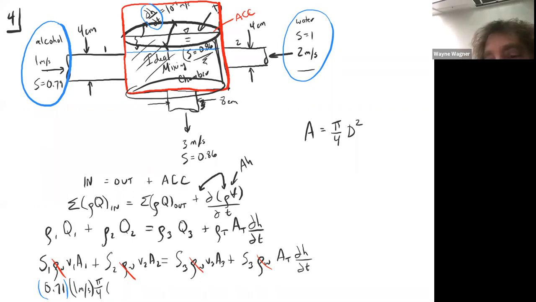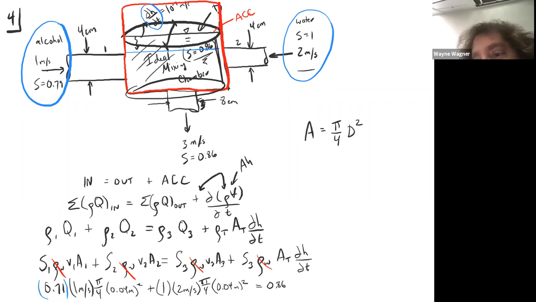So then this is 0.04 meters squared. And here S2 is going to be 1, so that goes away, times V2, which is 2 meters per second, times the area, which is pi over 4 times the diameter squared, which is 0.04 meters squared, equals S3, which is 0.86 times 3 meters per second times pi over 4 times the diameter there, 0.08 meters squared.